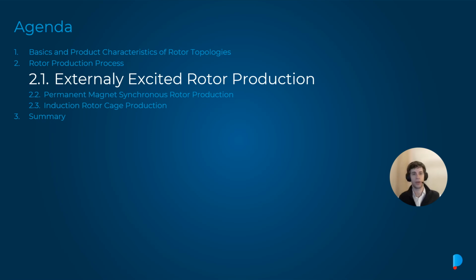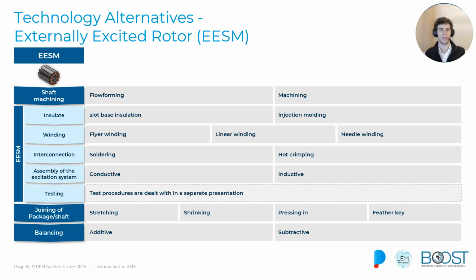The first will be the externally excited rotor production. If we look at the shaft manufacture, which stays the same for each rotor type, we can divide between flow forming and machining. The EESM specific process steps can each be done by multiple options.